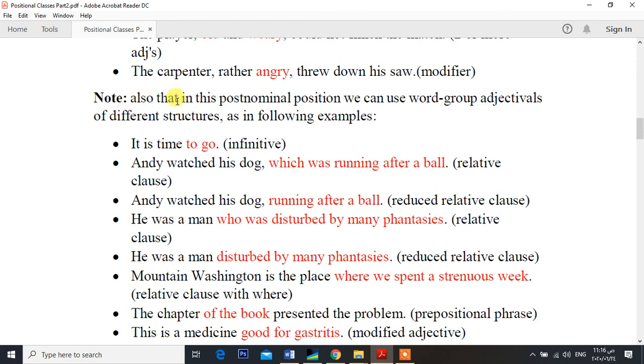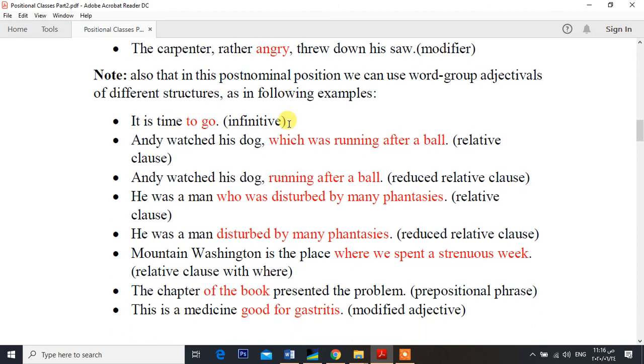Note 2 also that in this post-nominal position we can use word group adjectivals of different structures, as in the following examples. It's time to go. Here to go is an infinitive, and its position is post-nominal.